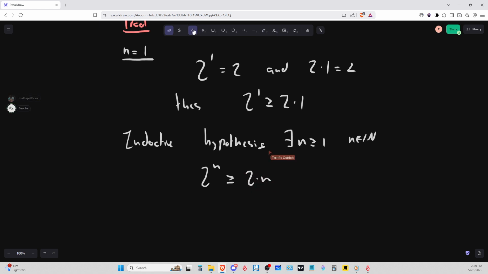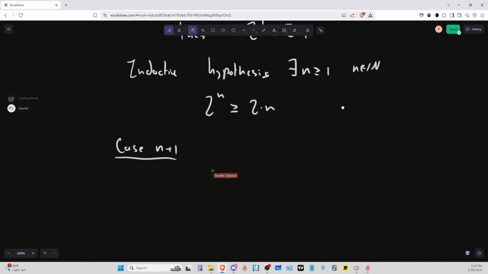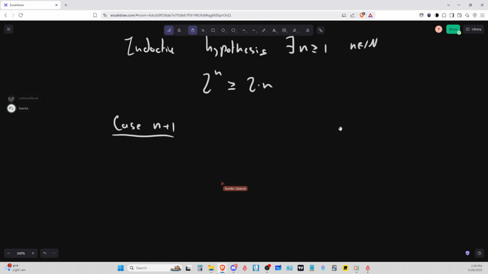And now the goal is to do the inductive step, to show the case n plus 1. So it's kind of like dominoes, right? So for the case n plus 1, on the left side we get 2 exponent n plus 1, but this we can rewrite as 2 times 2 exponent n. And now what we're going to do is use the inductive hypothesis on 2 exponent n.